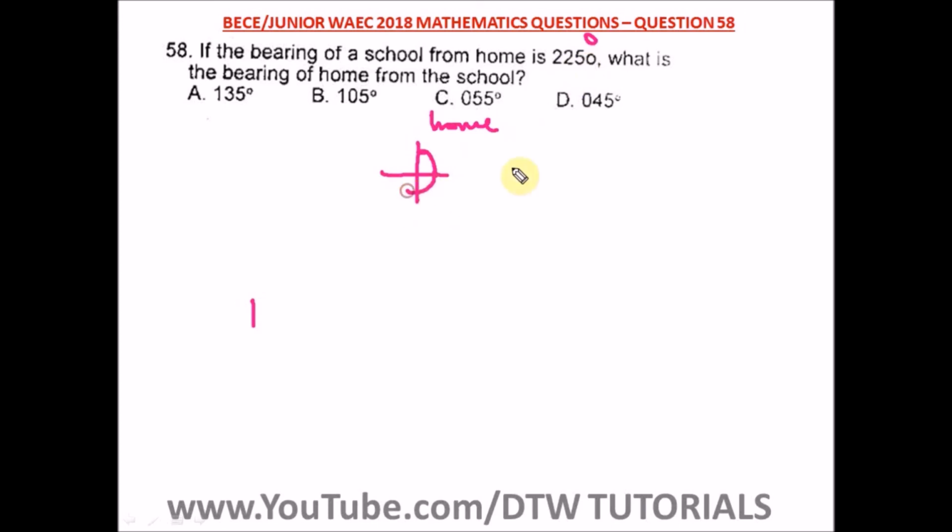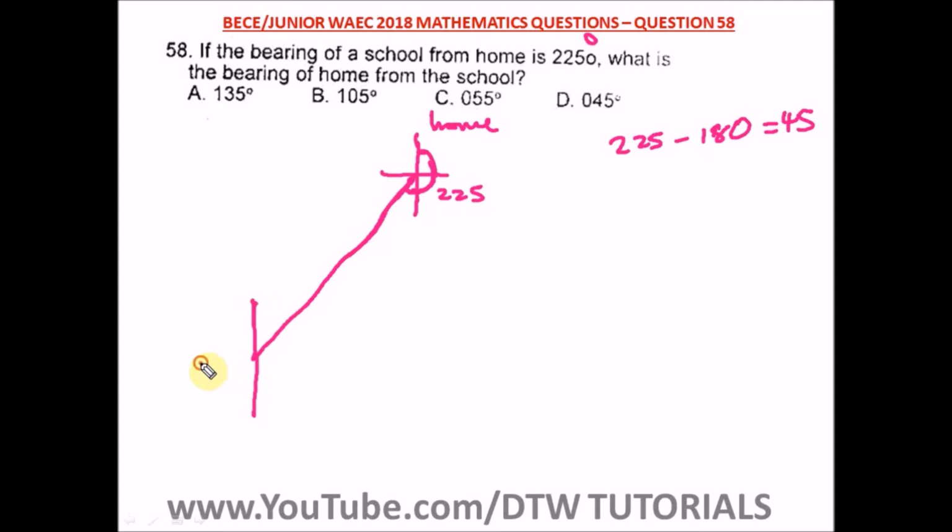Then from here to somewhere, what is 225 minus 180? That will give us 45. So it means that from here to here, somewhere here, will be 45. So this total angle is 225. When you add 180 to 45, you get 225. So this is the bearing of the school from home. Let's say the school is somewhere here. So this is the school from home.